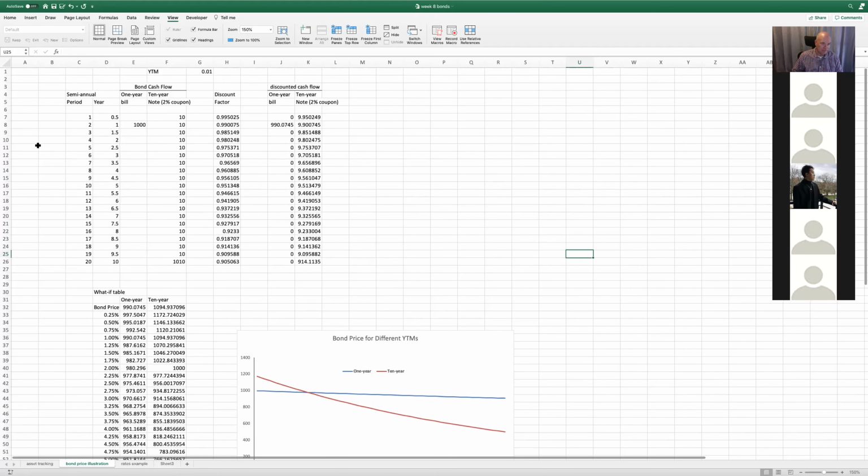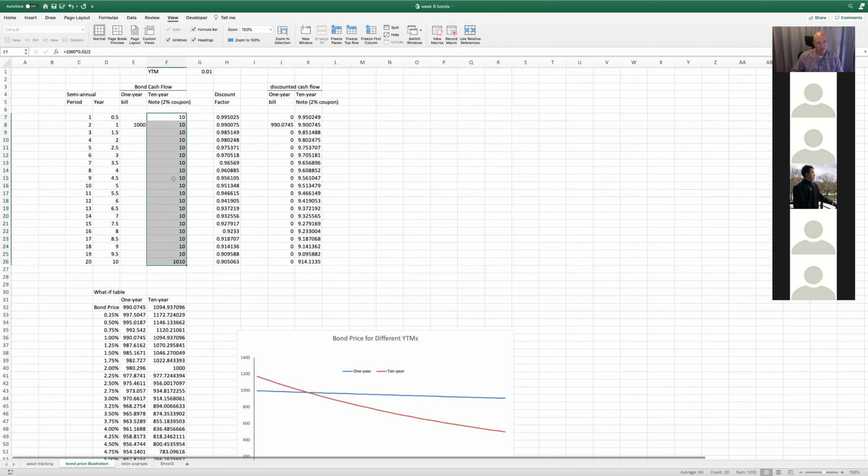At the top, we have a 10-year bond and a 1-year bond. So I laid out 20 semi-annual periods going for the next 10 years. The 1-year bill, as is the convention, only has a par payment at the end. I'm using $1,000 par. So in 1 year or 2 periods, it gets a $1,000 payment. And here are my payments for a 10-year note.